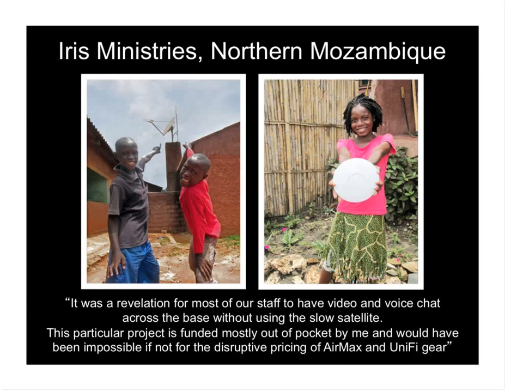Here's another example from northern Mozambique. This is a ministry, Iris Ministries, and they actually use a combination of Ubiquiti products to deliver Wi-Fi to a fairly remote site. So they replaced their satellite deployment with a point-to-point wireless deployment using our AirMax product line. And then once they got broadband using AirMax to this facility, they used UniFi to provide wireless LAN capability across the campus.